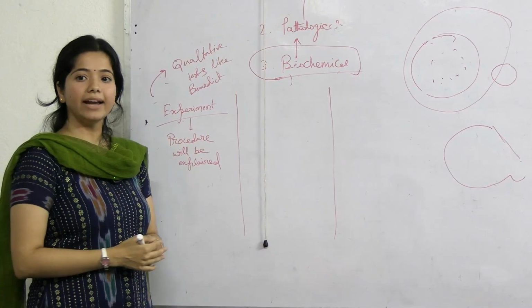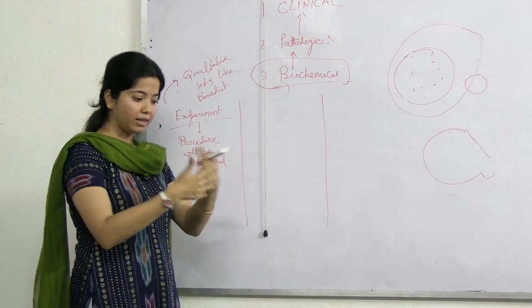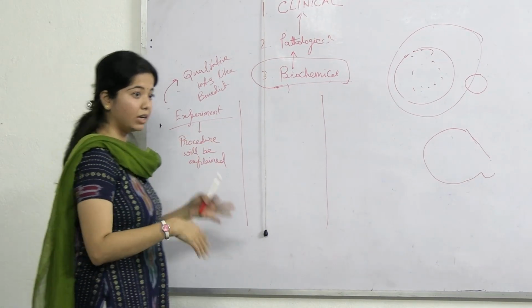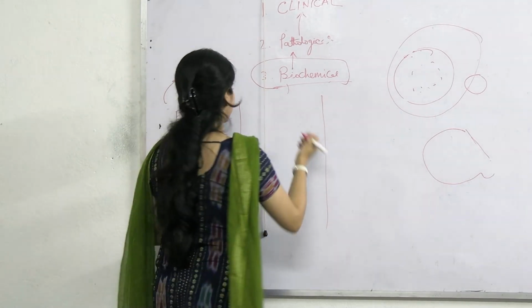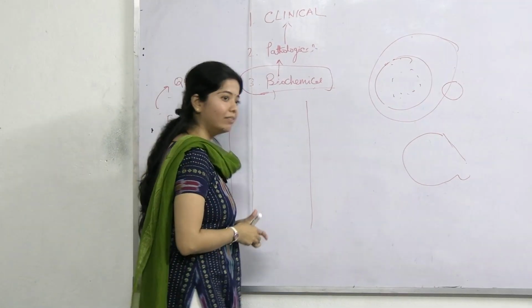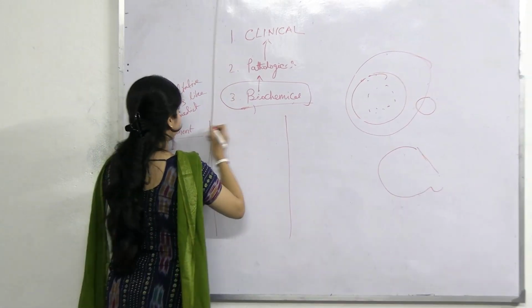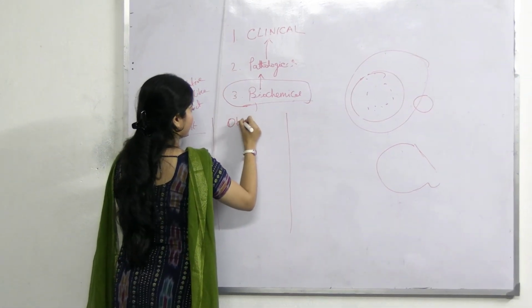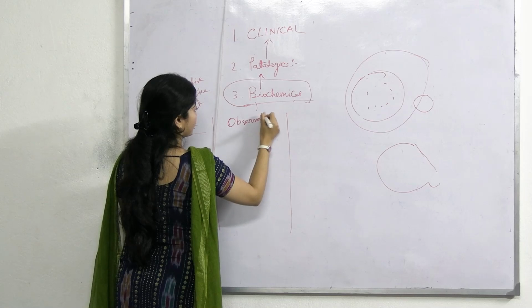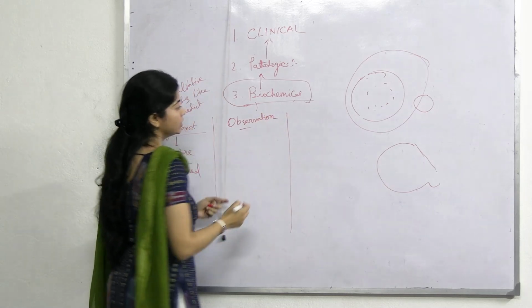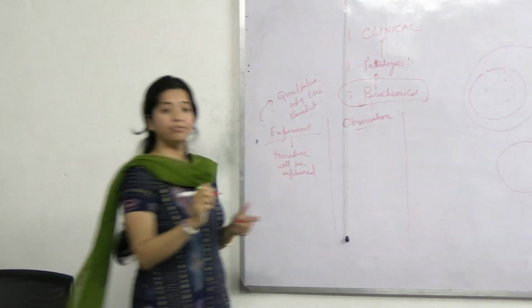So try to write brick red, and please consult with your friends also about what they are writing and what they are doing. You can take advice from your seniors also. Observation, and the third column will be inference.